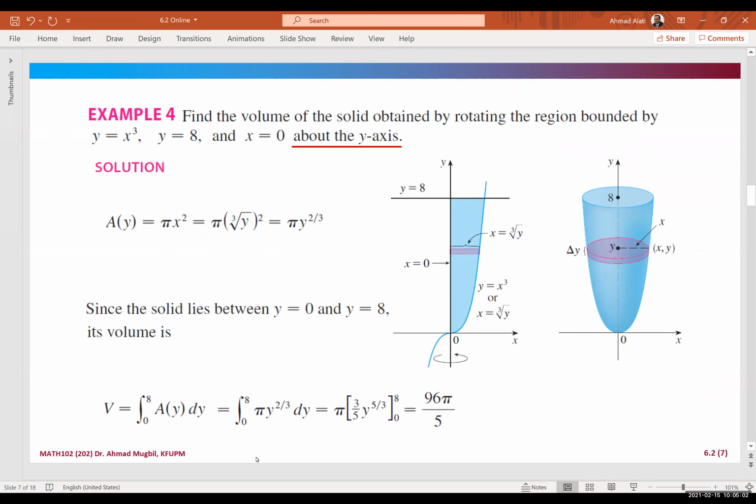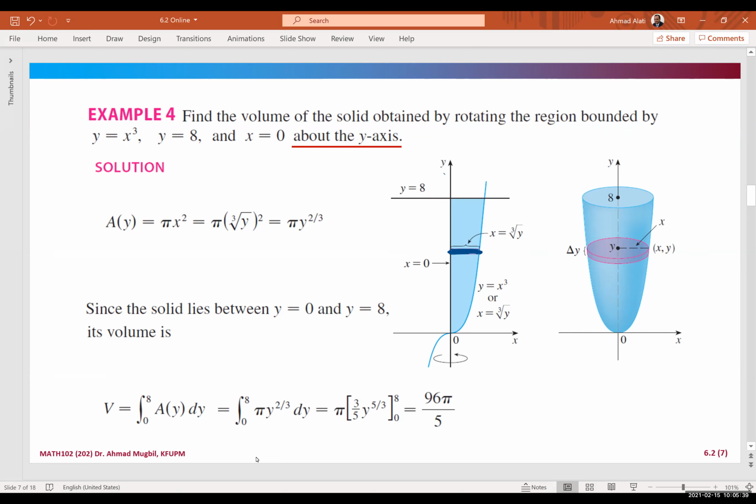This is, of course, when the axis of rotation is vertical. So what you will do, you will draw a horizontal line perpendicular to the axis of rotation. It will be within the region, from the right curve to the left curve. And of course, you can see also here that the y-axis is one of the boundaries of the region. So because of that, the cross section will be a disk. And we will see that when we have a gap, when it is not a boundary, we will have a hole, and we will have a washer, not a disk.